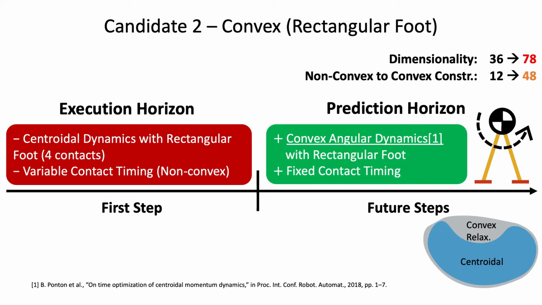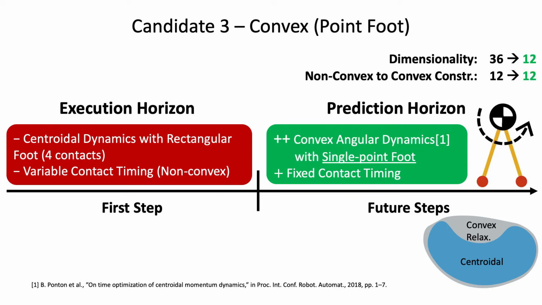For the second candidate, the prediction horizon employs a convex relaxation which includes both the linear center of mass dynamics and a convex outer approximation of the angular momentum rate dynamics. For more detail of the convex approximation, we refer the audience to the selected literature. Same as the first candidate, the robot foot remains rectangular and the contact timings are fixed. Comparing to the baseline, the convex approximation employed in the prediction horizon has increased dimensionality and requires 48 convex constraints to replace the original non-convex ones. However, the model used in the prediction horizon is fully convex.